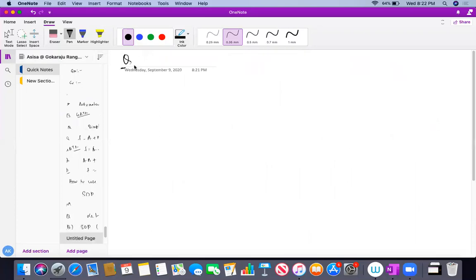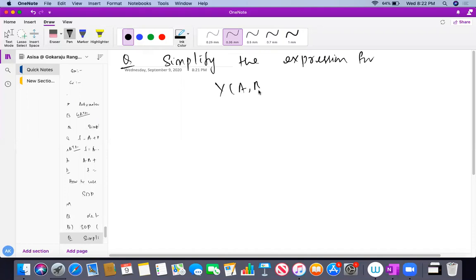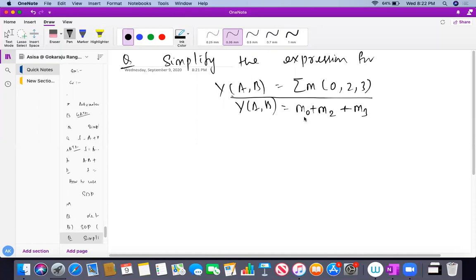So some questions we'll do on this. Simplify the expression for Y of A comma B is summation of M 0 to 3. Okay. What do you need to do? You need to minimize this. So what is the logical expression in SOP? This is actually in the form of designations. What are those designations? M0, M2 and M3. So this equation Y consists of 3 min terms. What are those? M0, M2 and M3.